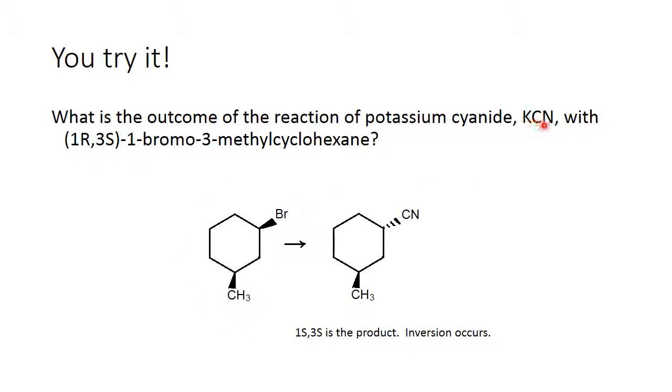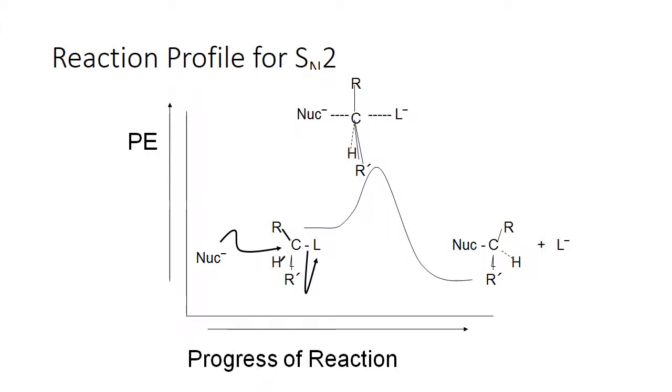This is the substrate, the carbon substrate. Potassium cyanide is the nucleophile. What part of it is nucleophilic? Not the potassium, which has a positive charge. It's going to be the cyanide, and the negative charge is on the carbon. So that is the nucleophile, and it's going to come in from behind on this carbon. It has to be backside attack. Then the bromide leaves, and the cyanide is attached trans to the methyl group. The product is 1S, 3S.